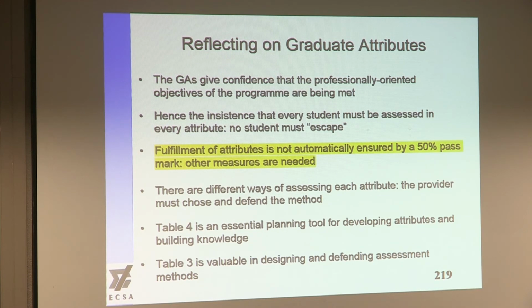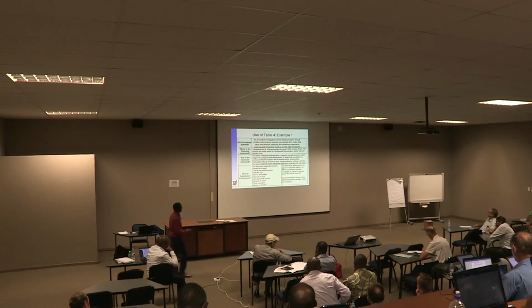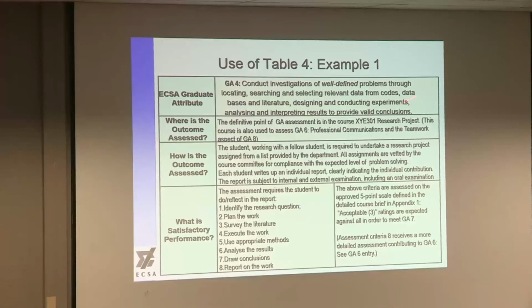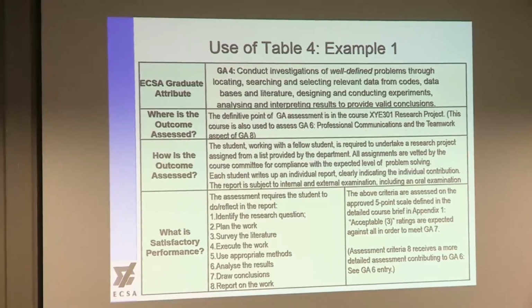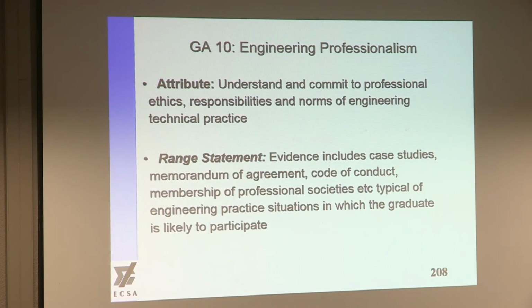Remember, in the graduate attributes, if you allow me to go back here, this is the graduate attribute. This is what they must achieve. For instance, here we said 10: understand and commit to professional ethics, responsibilities and norms of engineering technical practice. This is what must be achieved as a graduate attribute. The how, where it is assessed, is up to the institution, but the team will come and say, show us this has been achieved, up to a satisfactory level. So this is the core of the teaching.